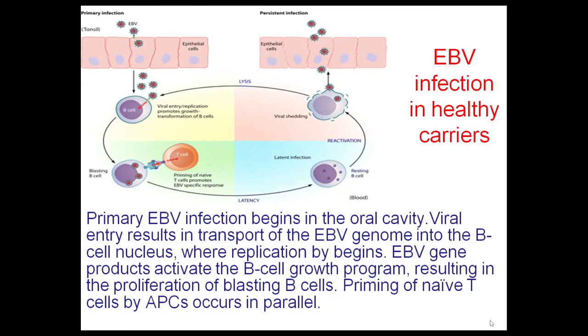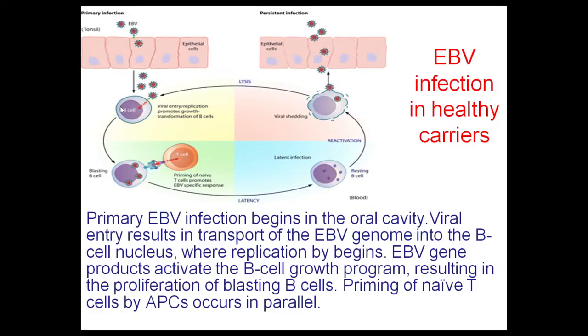So, how does EBV occur in healthy carriers? Primary EBV infection begins in the oral cavity usually, and EBV propagates in the epithelial cells first. And then it will be transported to the B cells. They infect B cells because they have a special receptor, CD21, that occurs on the B cells only.